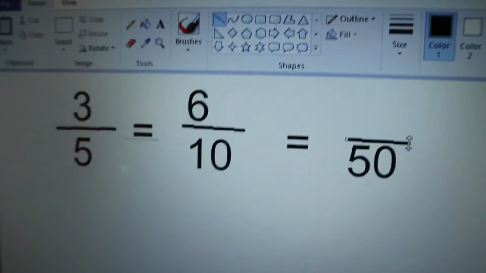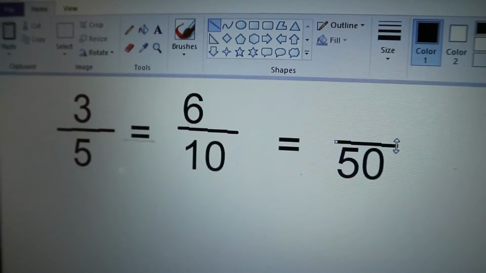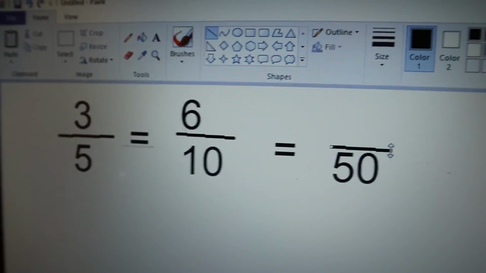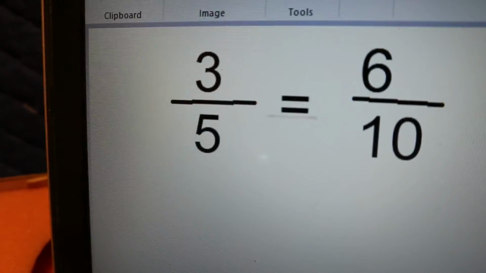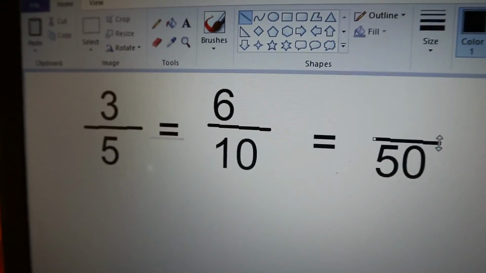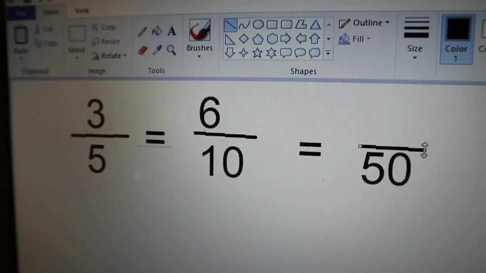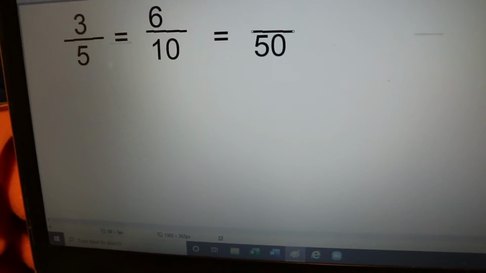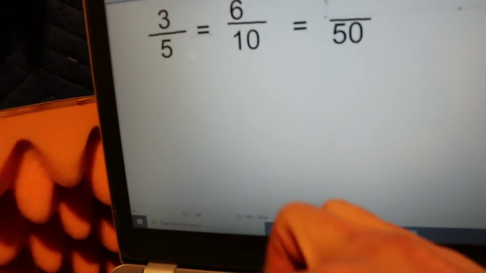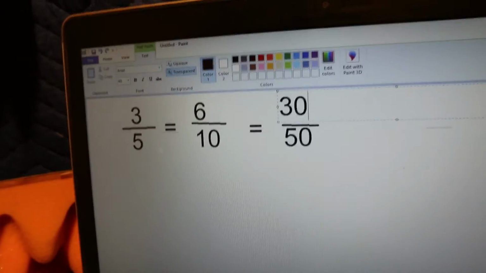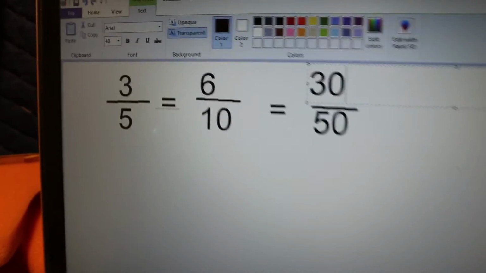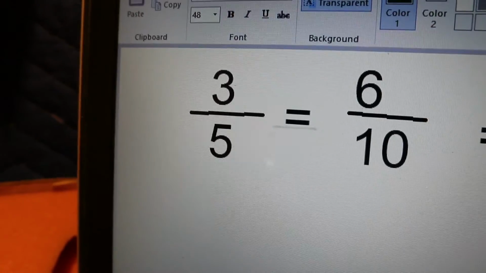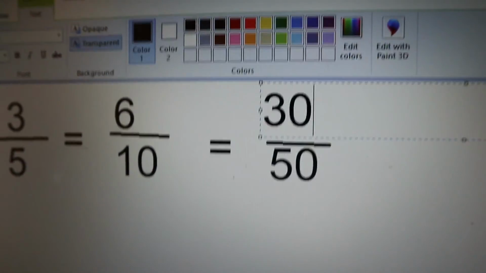Now, the other question I have is, well, what if she took 50 shots? How many would you expect her to get in? So what I did was I multiplied 5 times 10 to get 50. All right, so I'm going to do the same thing to the top. So 3 times 10 will be 30. So if she took 50 shots, we would expect her to get 30 shots in. Now, this doesn't mean that it's going to happen for sure, but the chances are, based on the initial experiment where she got 3 out of 5 in, that she would get 30 out of 50.